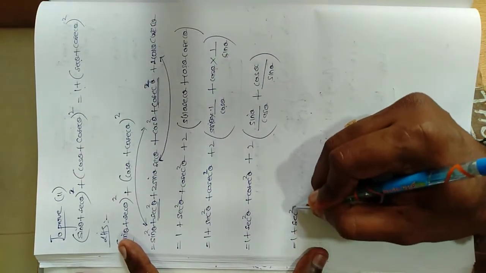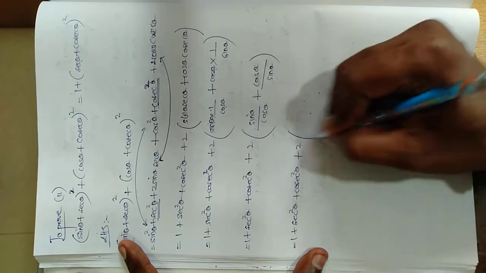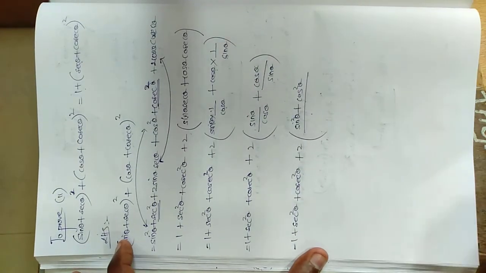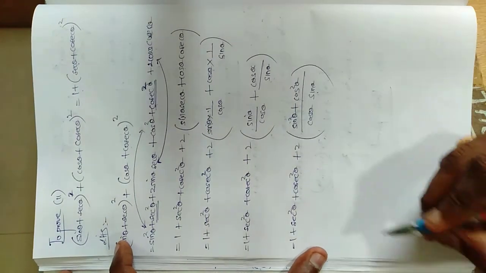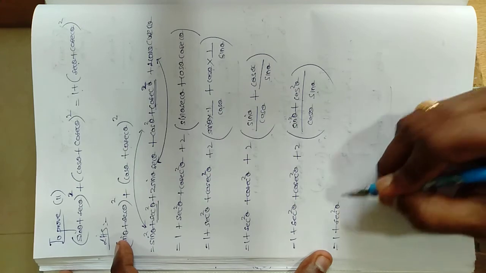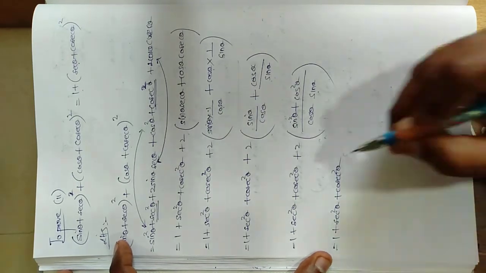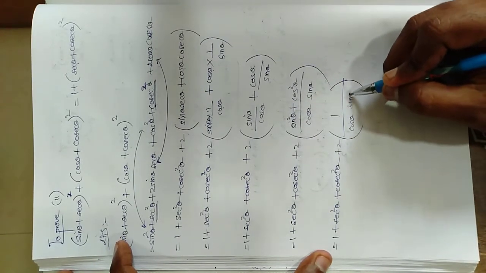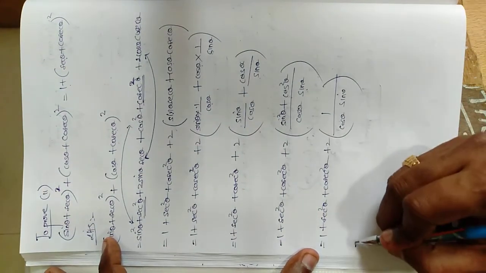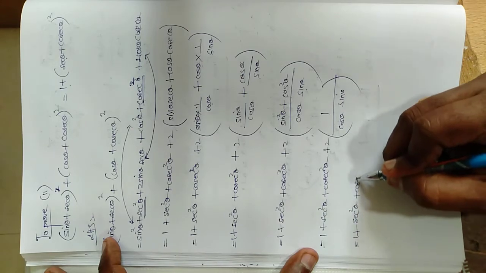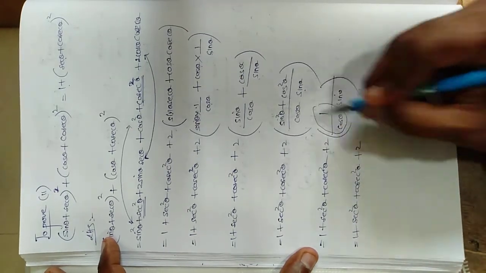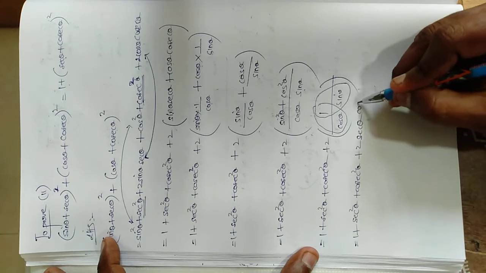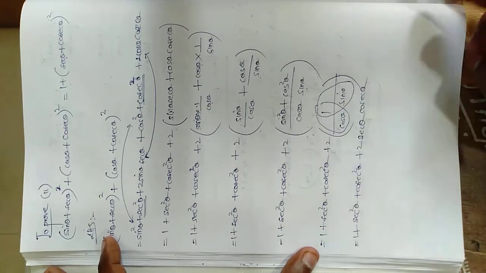Right. 1 plus secant square theta plus cosecant square theta plus 2 into, cross multiply: sin into sin, sin square theta, cos into cos, cos square theta, divided by cos theta sin theta. That is 1 plus secant square theta plus cosecant square theta plus 2 into sin square plus cos square, which is 1, divided by cos theta sin theta. Sin square plus cos square is 1. So 1 plus secant square theta plus cosecant square theta plus 2 into 1 by cos theta sin theta. What is 1 by cos? We can write it as secant. What is 1 by sin? We can write it as cosecant theta.